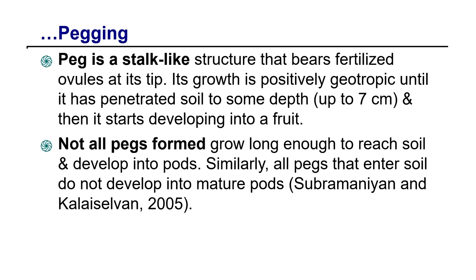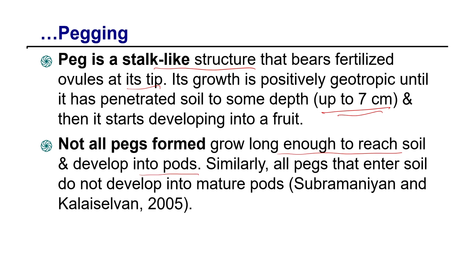Now peg is a stalk-like, thread-like structure that bears fertilized ovules at its tip. Its growth is positively geotropic, meaning going towards the earth until it has penetrated the soil to some depth, up to 7 centimeters, and then it starts developing into a fruit. And as you know, the fruit of the groundnut is a pod, and not all pegs formed grow long enough to reach the soil and develop into pods. So many will die in between.